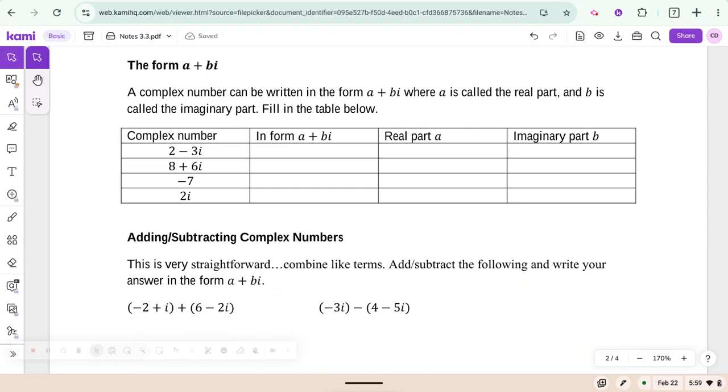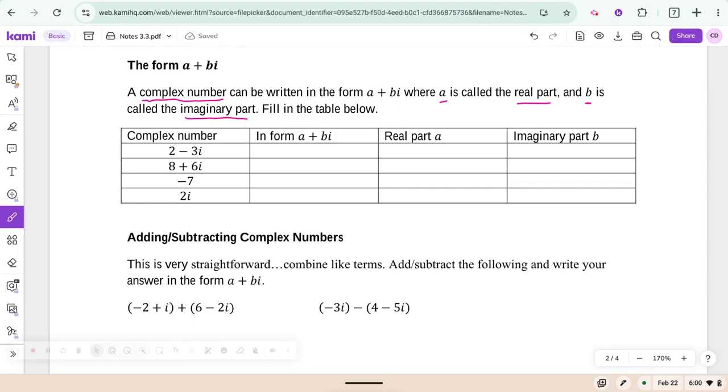So this form, a plus bi, is the way we write what is called a complex number. Okay? And a complex number is going to include all of the real numbers that we know, as well as those with imaginary components. So the a part is going to be called the real part, and b, the number before i, is called the imaginary part. So let's look at the examples given and let's try to break those apart.